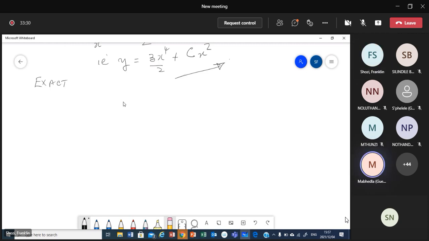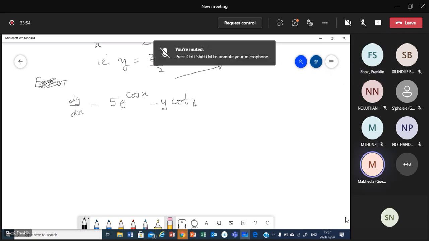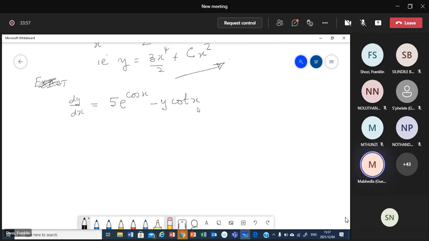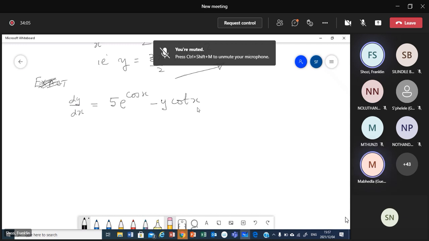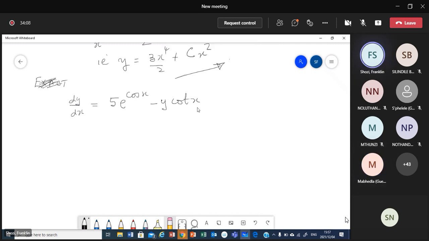Yeah, sure. Say dy over dx is equal to 5e to the power cos x minus y cot x, with the condition that y at pi over 2 is equal to minus 4. I think I did this in class, but it doesn't matter.